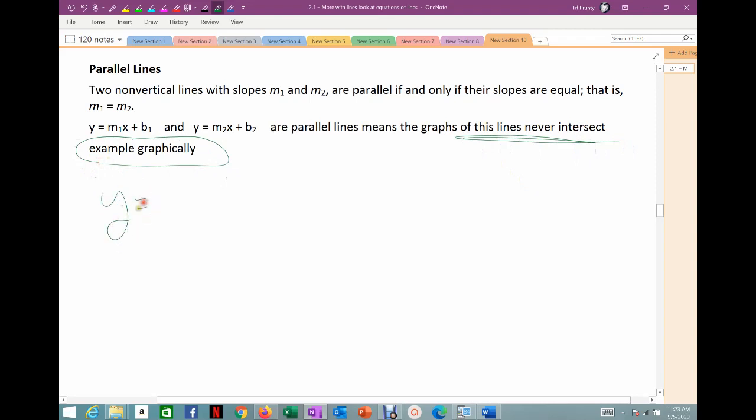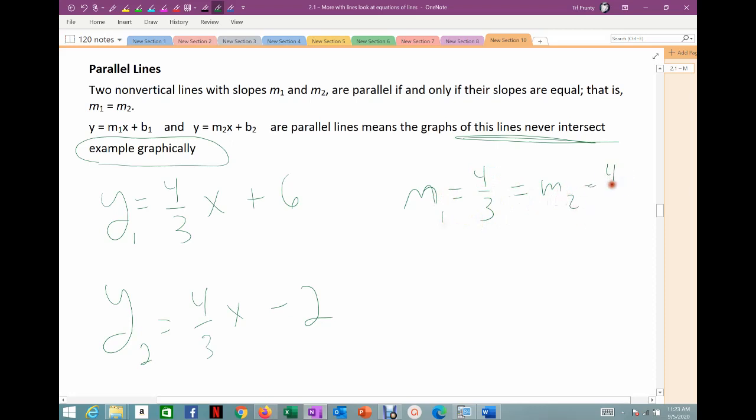Alright, so we're going to graph these on our calculator. So y1 equals 4/3 x plus 6. y2 equals 4/3 x minus 2. Slopes in both of these cases are 4/3. The slope in the first case is equal to the slope in the second case, which is 4/3. The intercepts are different, so they're different lines.